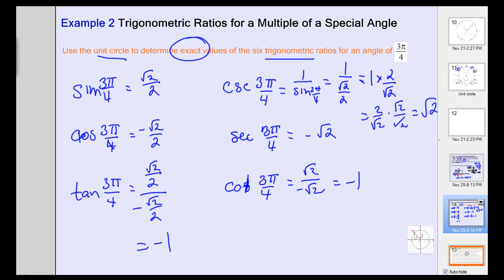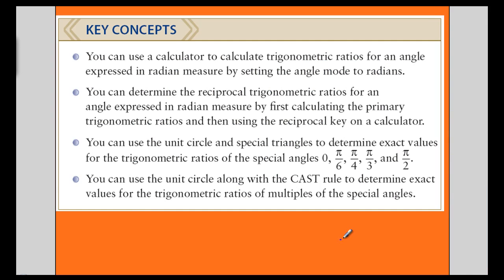So this concludes a fairly long lesson, but it's an important part of how to derive that unit circle. So we have used our calculator to calculate trig ratios. We've used our calculator to help us with reciprocals. That was the x to the negative 1 button. And then we developed the unit circle and went all through all 4 quadrants using the Cast rule to help us to determine, and there's the keywords, you'll see that a lot, exact values.